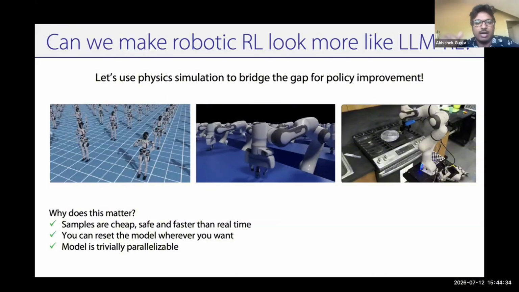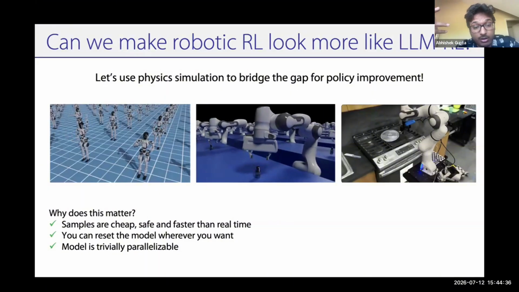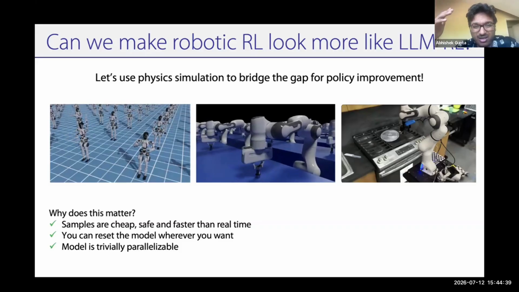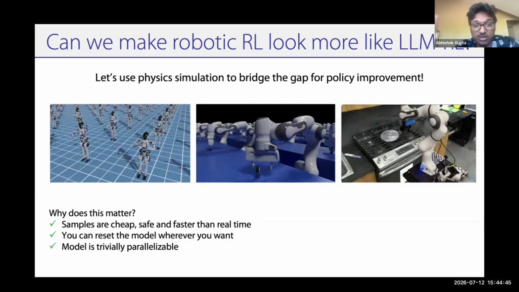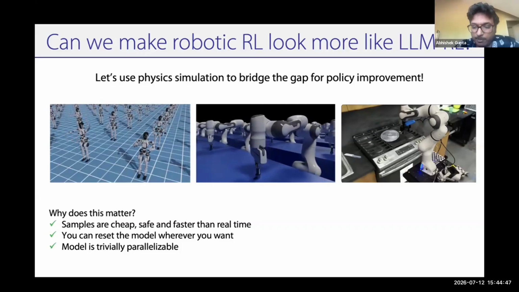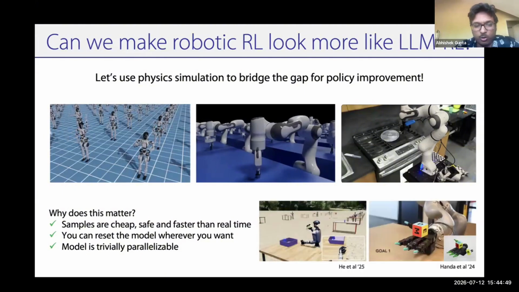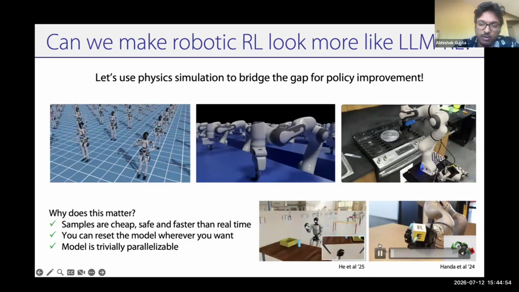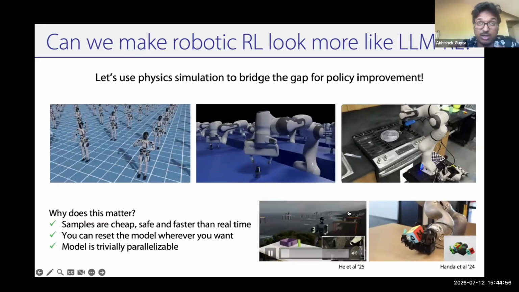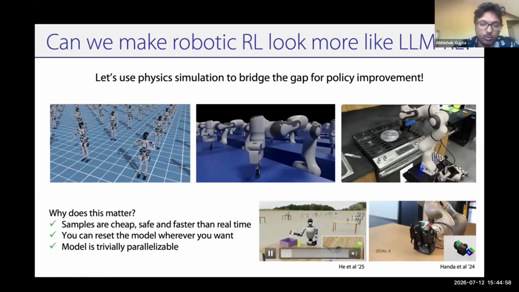Right? So, for instance, your samples are cheap, safe, and efficient. You can reset to wherever you want. Your model is trivially parallelizable. And so, all of the things that made LLM RL tick, you can also get to tick on robots. You just have to do RL in simulation, right? And so, the hope here is that we can leverage some of these benefits in order to get improvement for robots in simulation, and this will reflect in improvement in the real world.